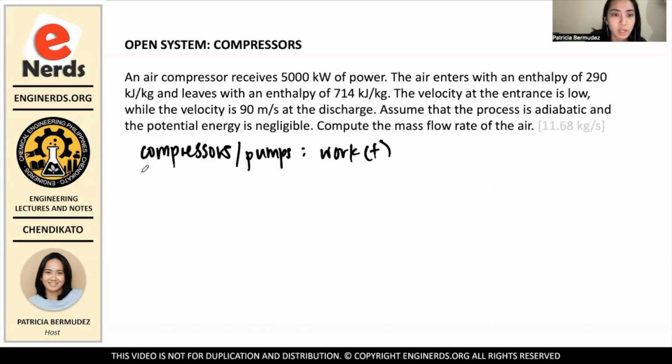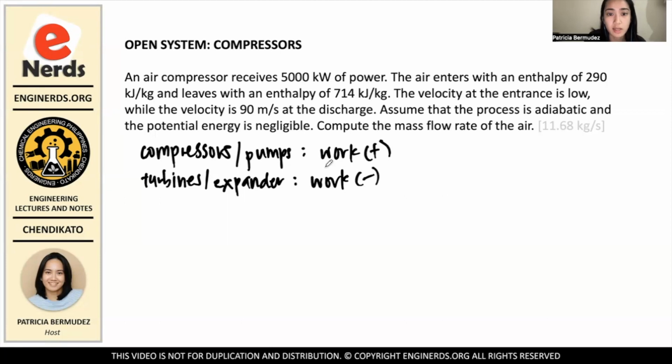So, ayan. And the other type is turbines or expander. And the work here is negative. They produce negative work. Kasi nga, it expands whatever is inside that device.